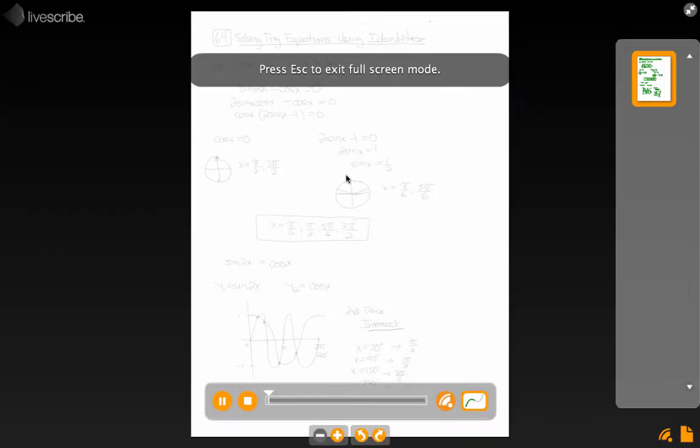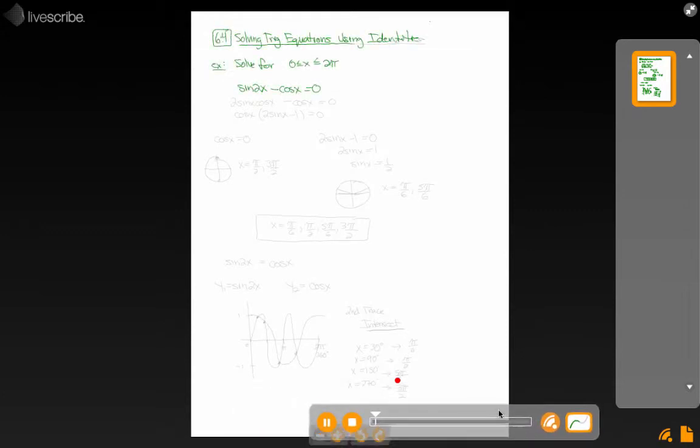This lesson comes from section 6.4, solving trig equations using identities. The example asks us to solve for all the answers between 0 and 2 pi this equation, sine 2x minus cos x equals 0. Two problems just looking at it as is. I've got a double angle and a single angle, which is an issue, and I also have sine and cosine.